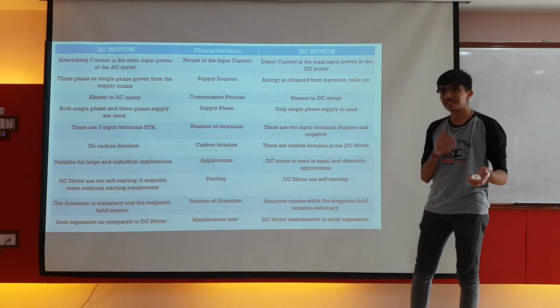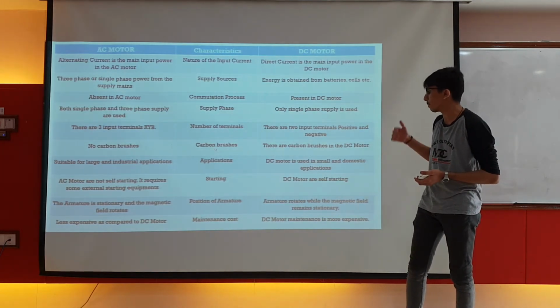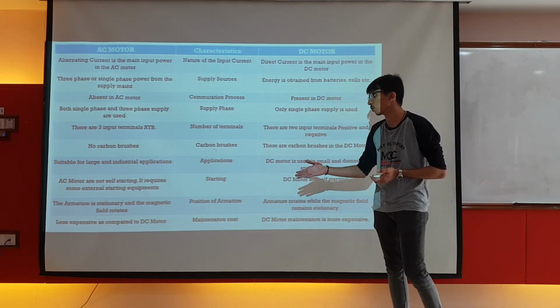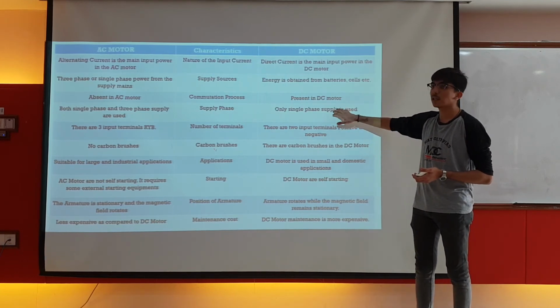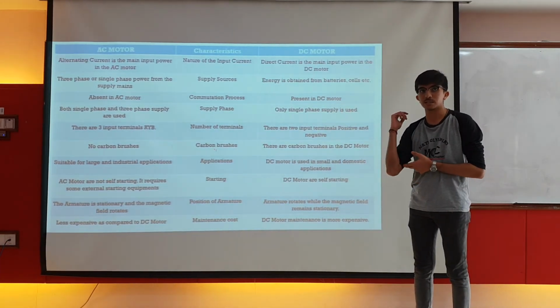For AC motors they are less expensive, while DC motors are more expensive than AC motors. This is because of only providing single phase, which makes it more expensive.